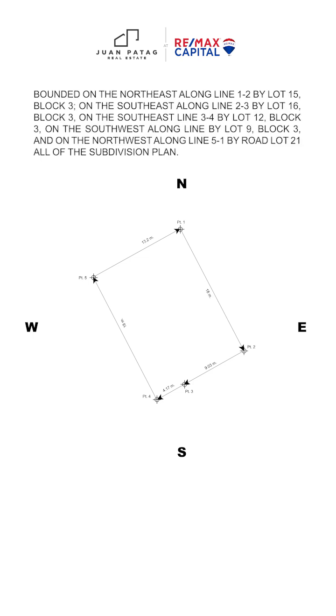So we go back to the second sentence of the technical description, which describes what surrounds the property. So the second sentence reads, bounded on the northeast along line 1 to 2 by lot 15 block 3. And if you read through the second sentence, the last part which reads, and on the northwest along line 5 to 1 by road lot 21. So alam natin that line 5 to 1 is yung nakatapat sa road because it's called road lot 21.